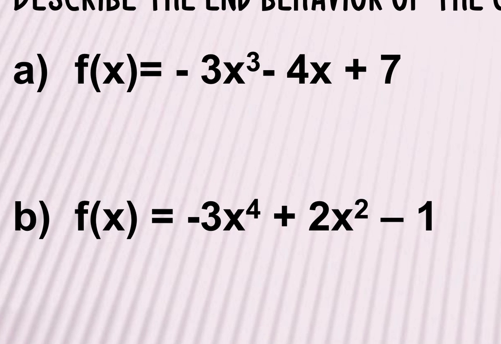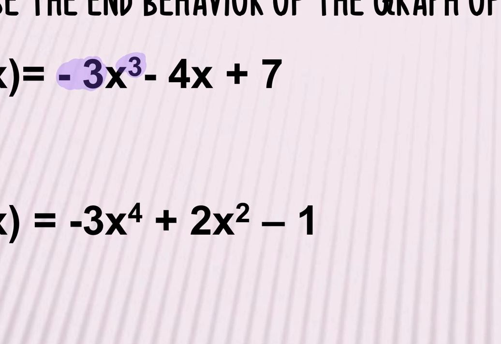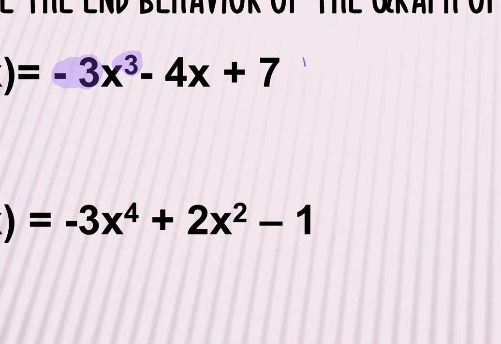So if I look at A, I'm looking for the highest exponent. The highest exponent is what? 3, which makes it odd, which means one's going up, one's going down. Then I look at the front of that same term. The leading coefficient is negative. So in regular words, what's happening here? Rises left and falls right.